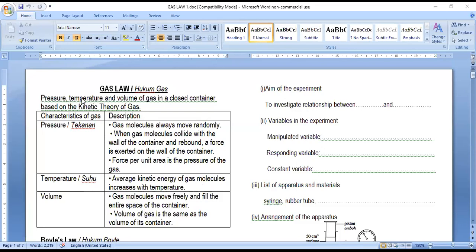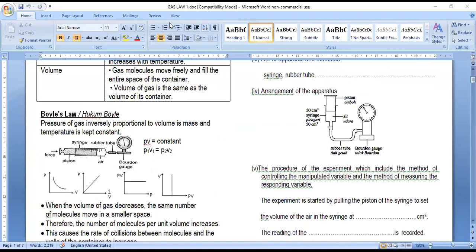Now we look at the first gas law. We call it Boyle's law. Boyle's law says that the pressure of a gas is inversely proportional to the volume, provided the mass and the temperature are kept constant.